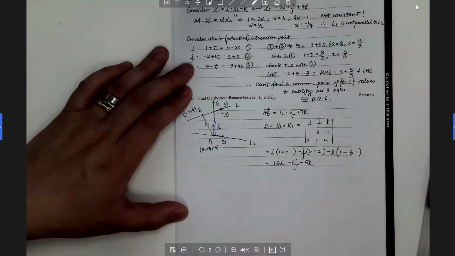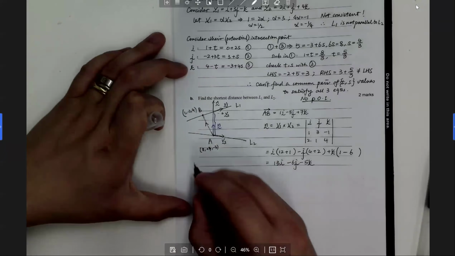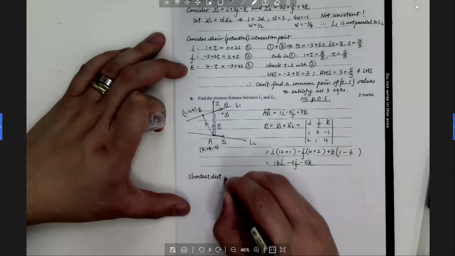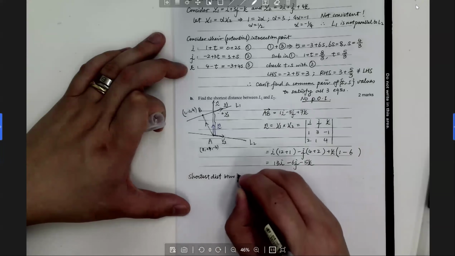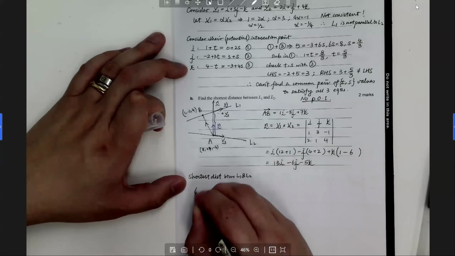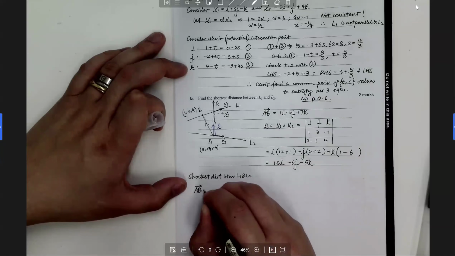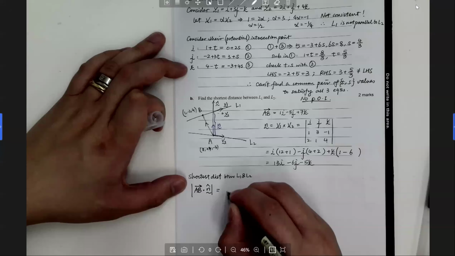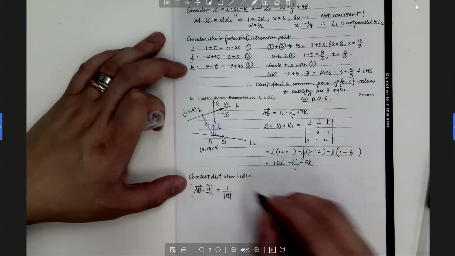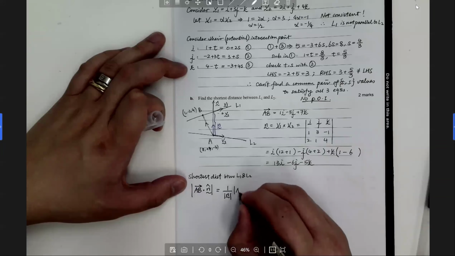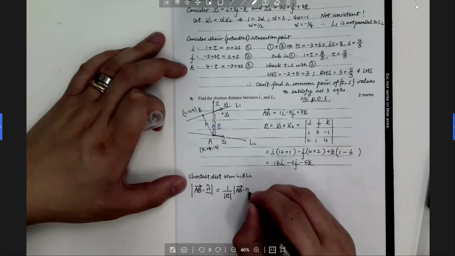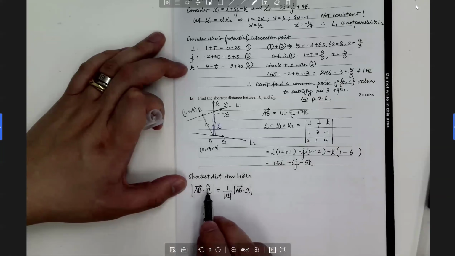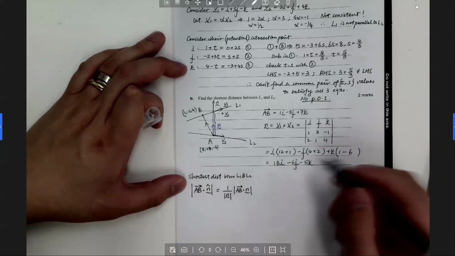So the shortest distance is given by the magnitude of AB dot n hat. Therefore, I make it 1 over the magnitude of n times the absolute value of AB dot n. Okay? AB dot product with the unit vector n.